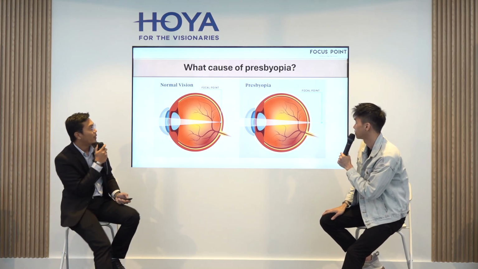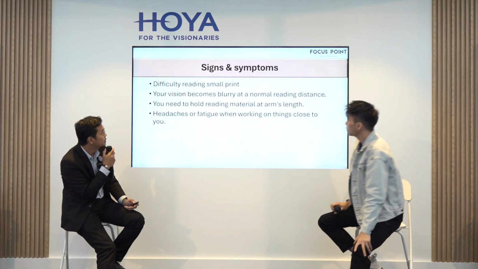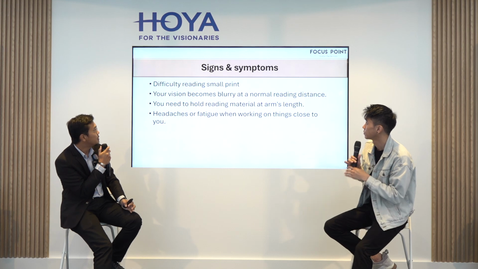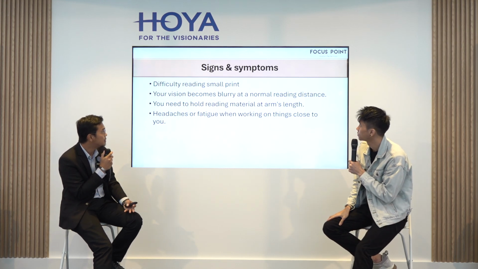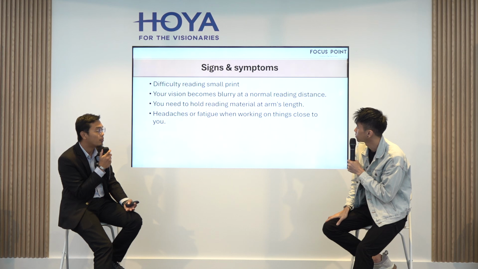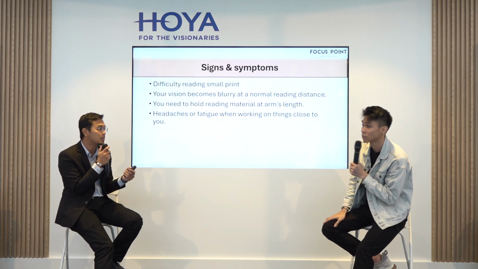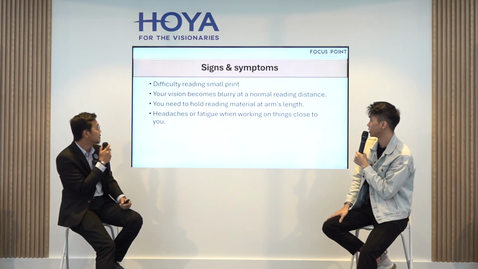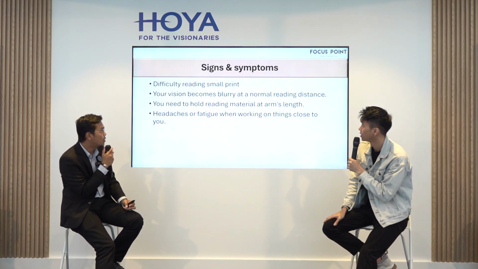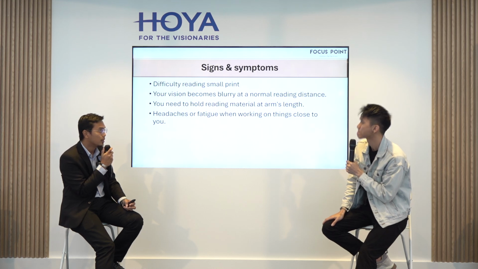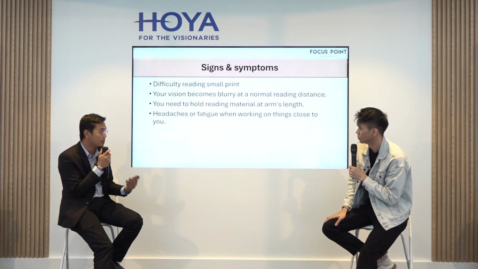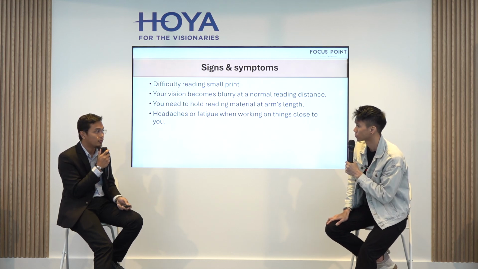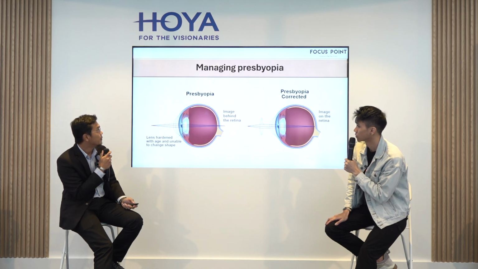Okay, so when this happens, how do we manage it? We go for the signs and symptoms first. You will have difficulty reading small prints. Your vision becomes blurry at normal reading distance. Normally you read at about 30 to 40 centimeters. Now you cannot read at that distance anymore. You have to read slightly further. You can have headache or fatigue when working on things close to you, because you are straining your eyes more than before. So you start to have headache, eye strain, fatigue, or pain at the back of your neck sometimes. Okay. So how do we manage?